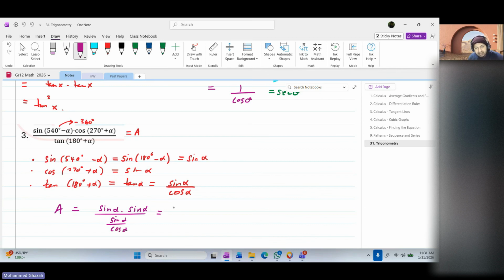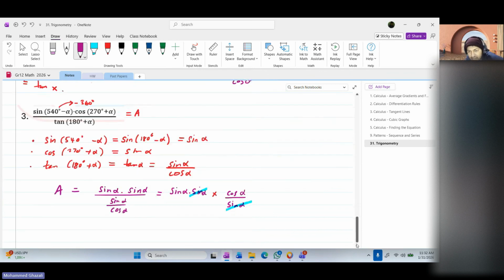So what do we have here? We have sine alpha times sine alpha divided by, so multiplied by cosine over sine alpha, right? Because we are dividing by this fraction, we need to flip the fraction if we're changing to multiplication. So we can see now the sine alpha and the sine alpha cancel out, and we are left with sine alpha cos alpha. Well, I can't do anything, just leave it like that.